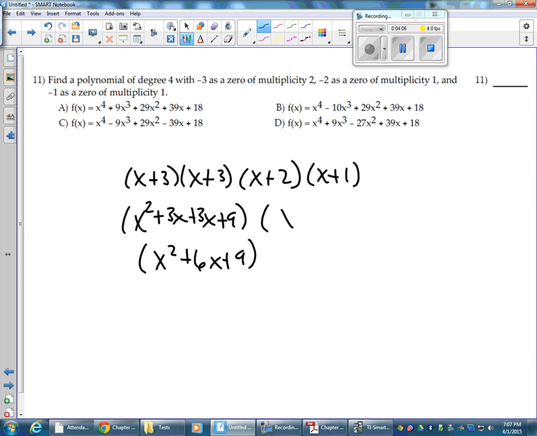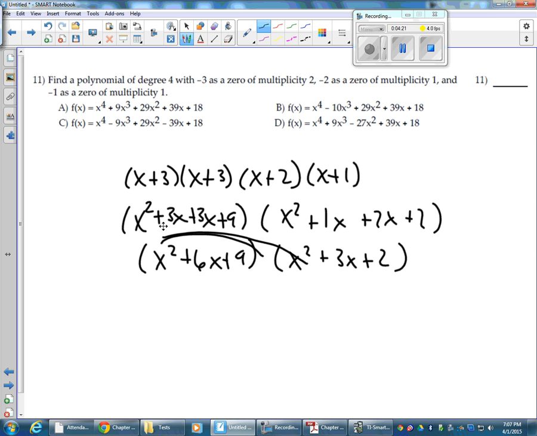And then here I'd have x squared plus 1x plus 2x plus 2, which is x squared plus 3x plus 2. So now I'm going to multiply these together. So what I'll do is x squared times everything. X squared times x squared is x to the 4th. X squared times 3x would be 3x cubed. And then x squared times 2 would be 2x squared. And then 6x times everything. 6x times x squared would be 6x cubed. 6x times 3x would be 18x squared. And 6x times 2 would be 12x.